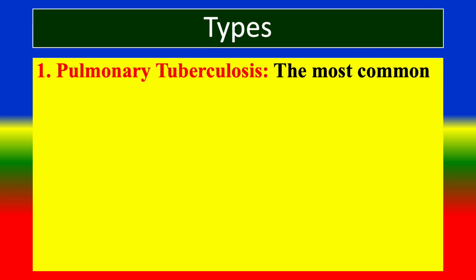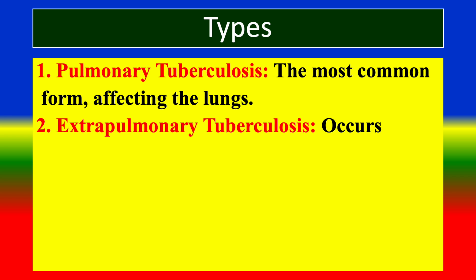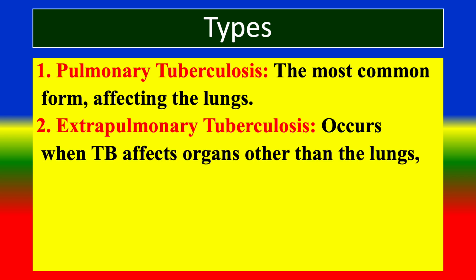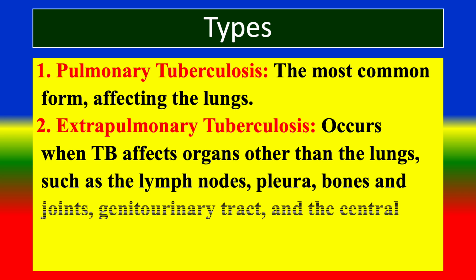Types. 1. Pulmonary tuberculosis, the most common form, affecting the lungs. 2. Extrapulmonary tuberculosis occurs when TB affects organs other than the lungs, such as lymph nodes, pleura, bones and joints, genitourinary tract, and the central nervous system.